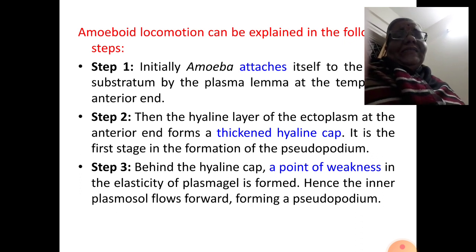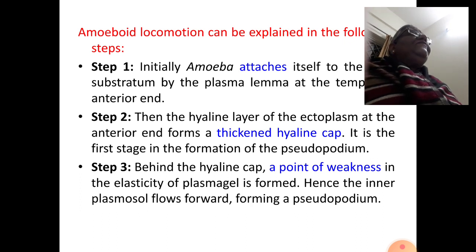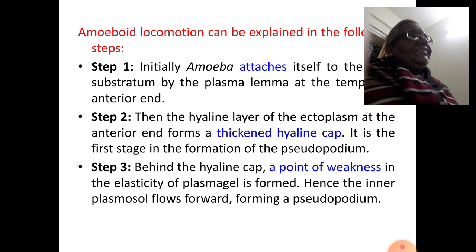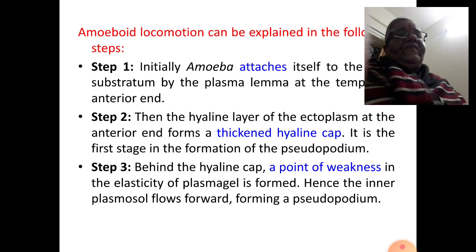Hence, the inner plasmosol flows forward, forming the pseudopodium. That is the reason why a weak point arises in the plasma gel. The moment it becomes weak, the less viscous plasmosol simply rushes in that direction and pseudopodium is formed.